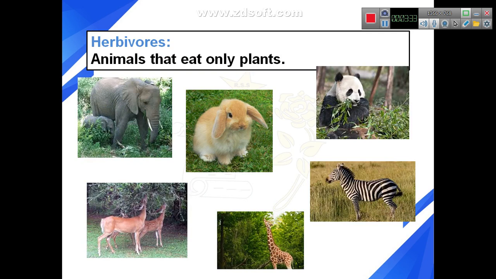Herbivores, they are animals that eat only plants، فهيك سميت herbivores. herb اللي هي الأعشاب، بالتالي أي كائن يتغذى على plants we call it herbivore. So elephant، الدير، الجرف، الرابت، الزيبرا، الباندا، all of them are herbivores because they eat only plants.